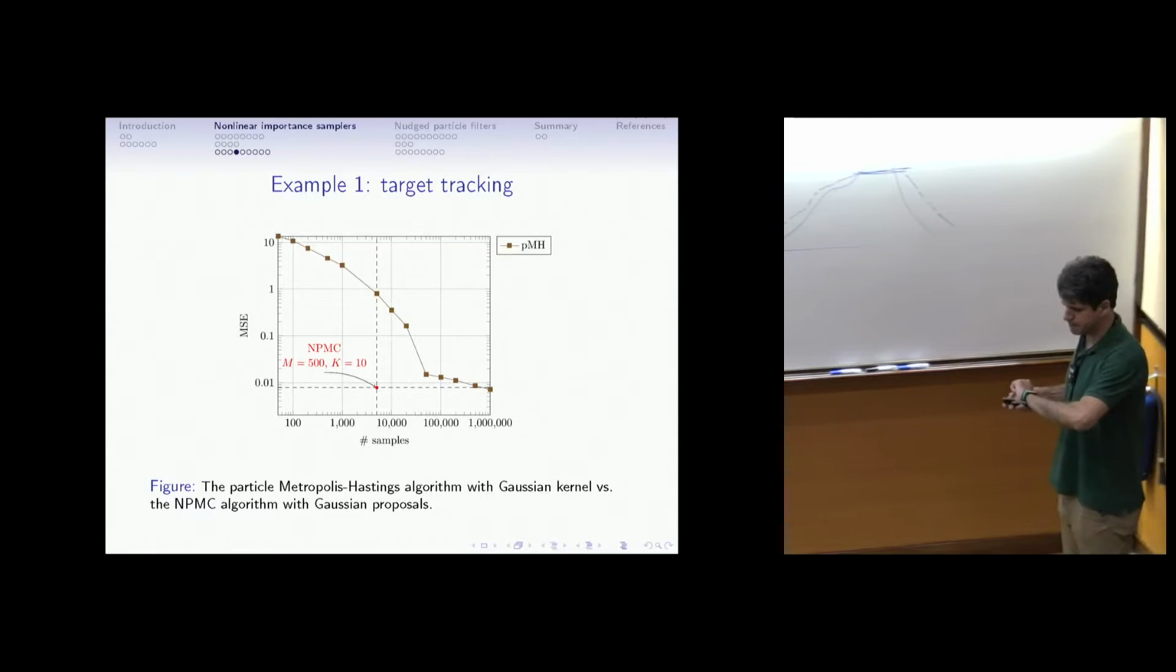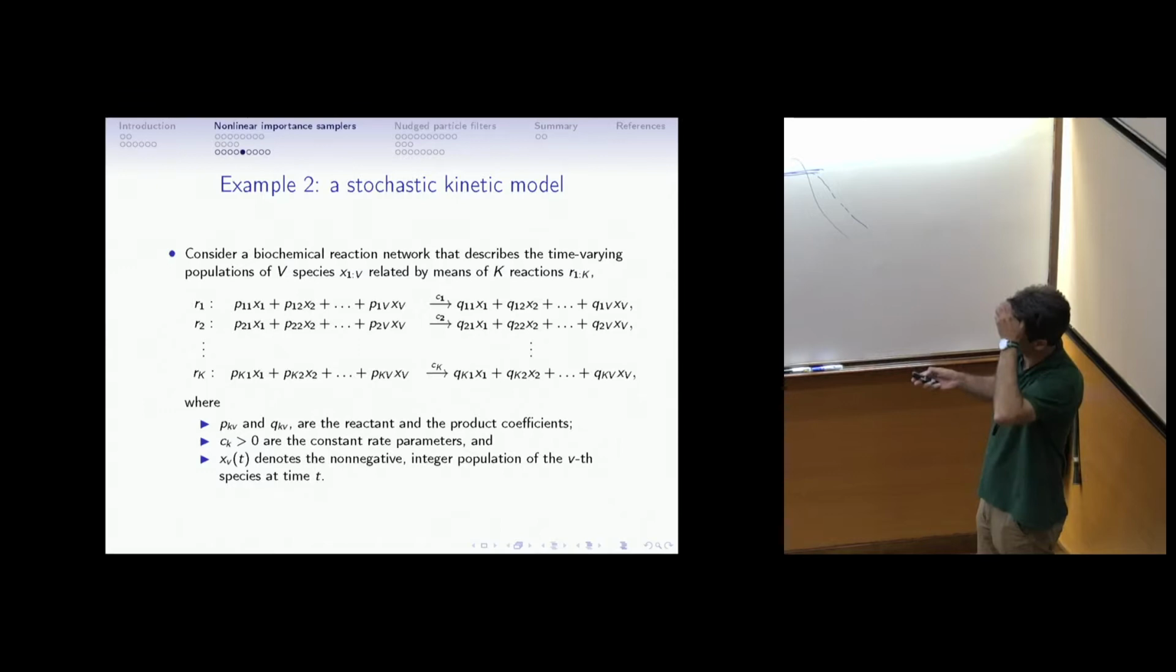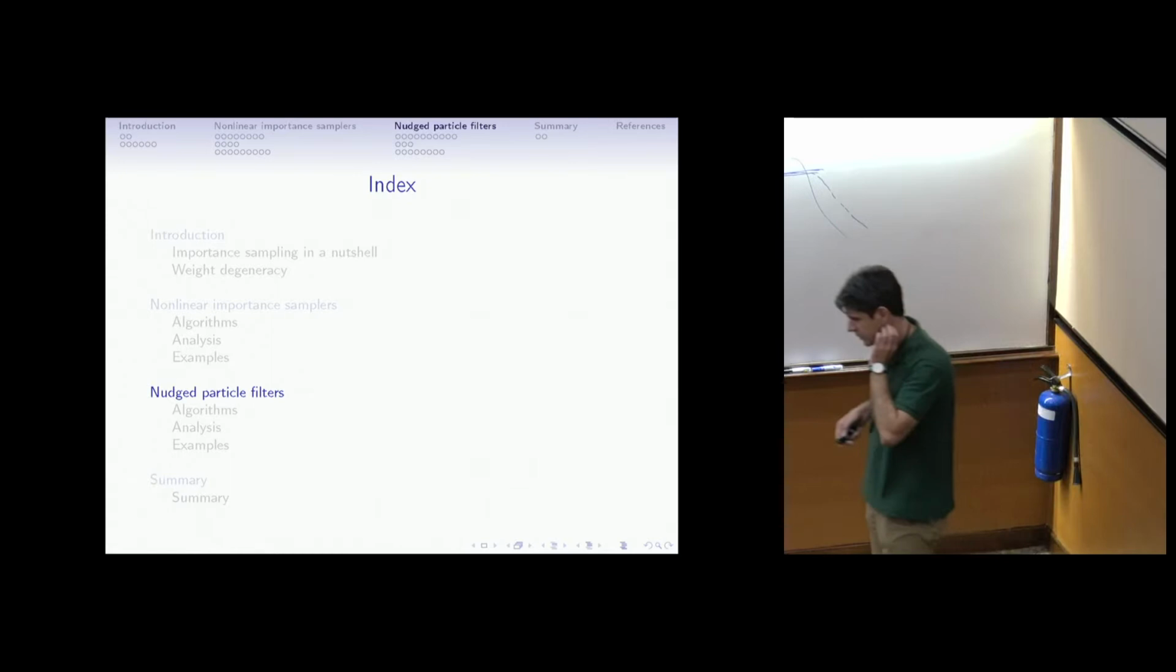I guess I'm a bit late, so I'm going to skip the second example because it's a bit long. This is about stochastic kinetic models, so biochemical reactions. It's interesting, but it takes time to explain it, and what you observe in the end is essentially the same thing. So let me skip this part and move to the second part of the talk.